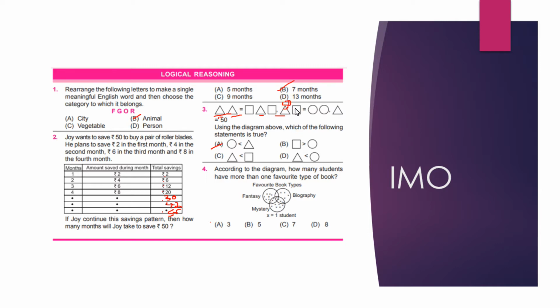50 plus something, right? Greatest thing. Next, according to the diagram, how many students have more than one favorite type of book? Just count the middle thing. Here it's 1, 2, 3, 4, 5, 6, 7, 8. So 8 students is the answer. D. D is the answer.